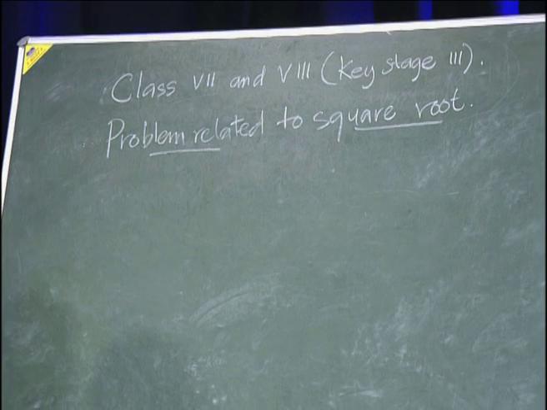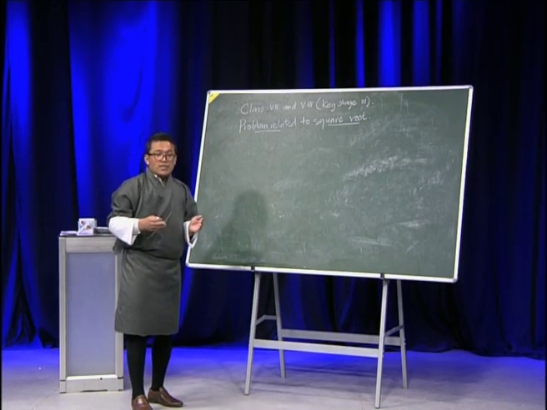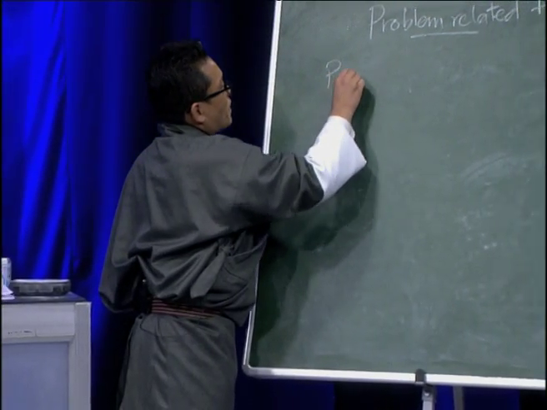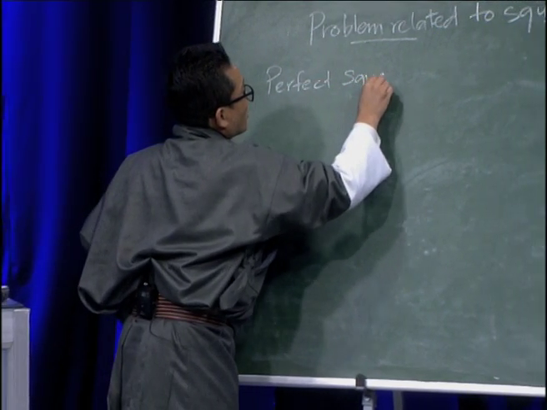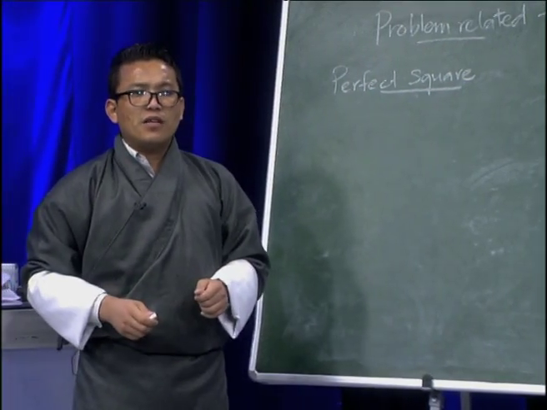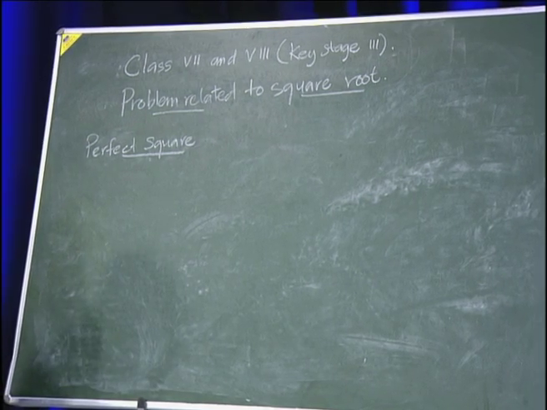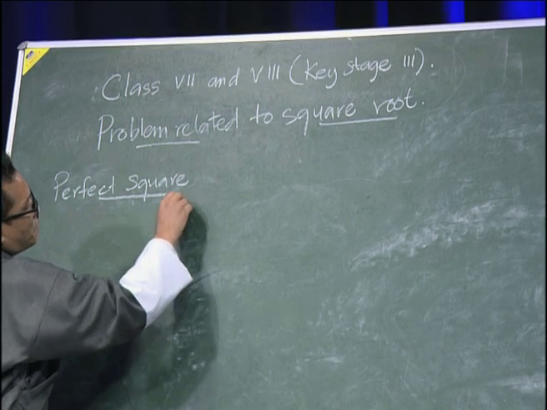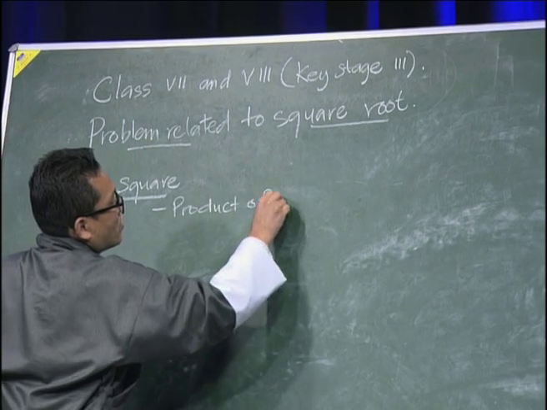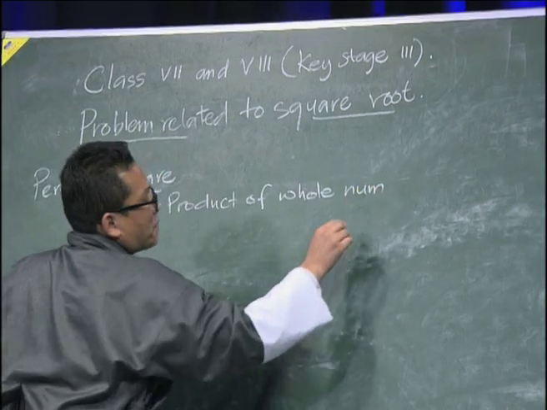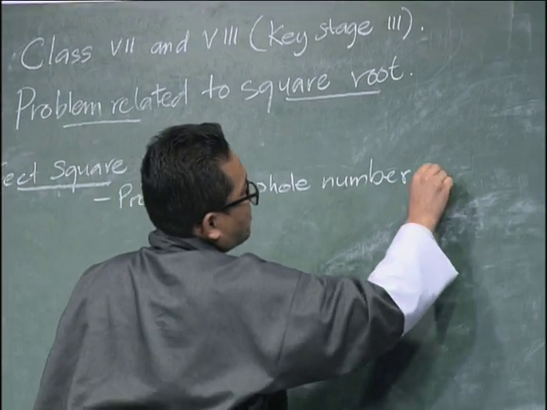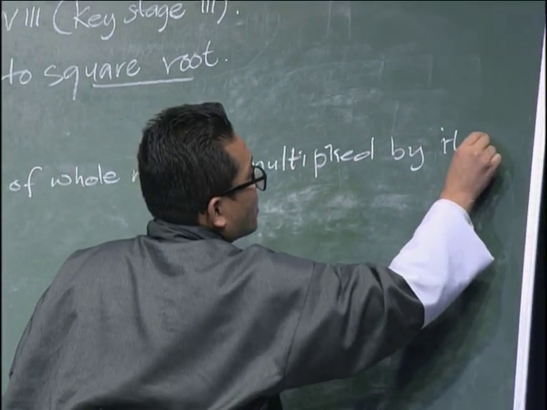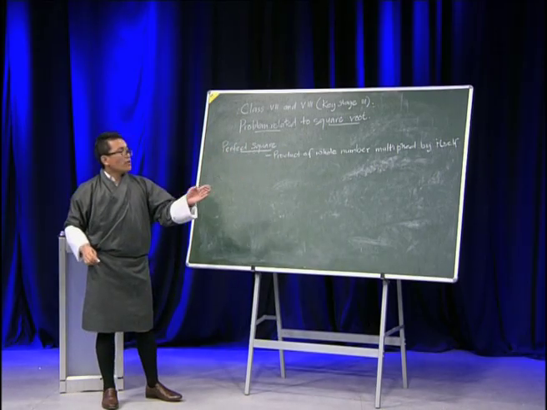Okay, so when we say problems related to square root, before we discuss the square root, first you have to know what a perfect square is. What is a perfect square? A perfect square is the product of a whole number multiplied by itself.